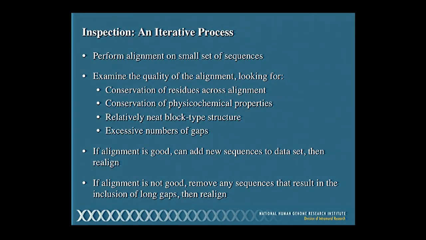And look at, all right, just by eye, how many residues are conserved across the alignment? Do the alignments actually make sense? Do you see a neat block-type structure? And have you been able to get away with very few gaps being included? Remember that the gaps represent biological events. Those are either insertions or deletions. So you can't just keep inserting gaps without regard to biology. It's going to end up messing up the alignment and messing up the interpretations.